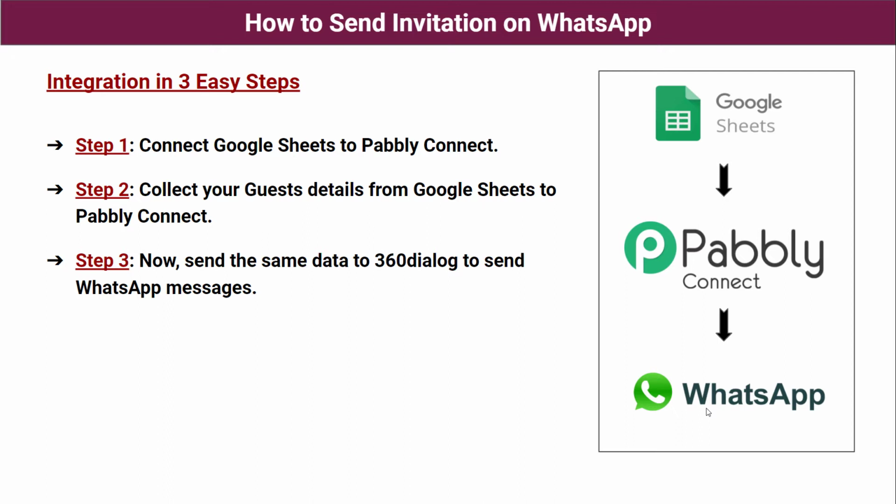Now I know you must be thinking, what is this term 360 Dialog? Why did I use that? Let me explain that 360 Dialog is the official API for WhatsApp, so we will be using it to send messages on WhatsApp. Why? Because WhatsApp does not allow us to send messages directly. That is why we are going to use this software, 360 Dialog, to integrate WhatsApp with Pabbly Connect. I'm going to explain each and every step in detail on my screen, so keep watching this video till the end so that you can understand the complete process.